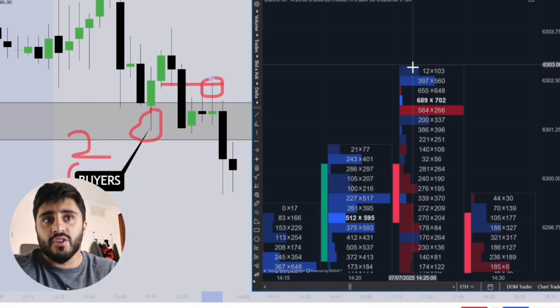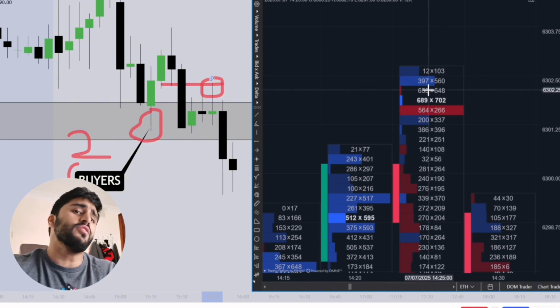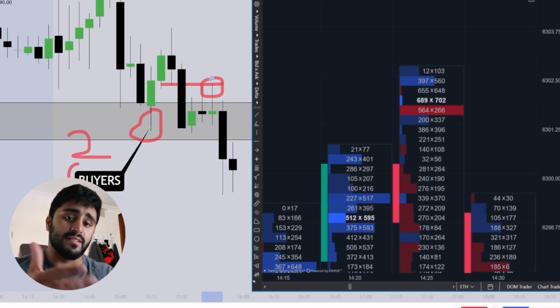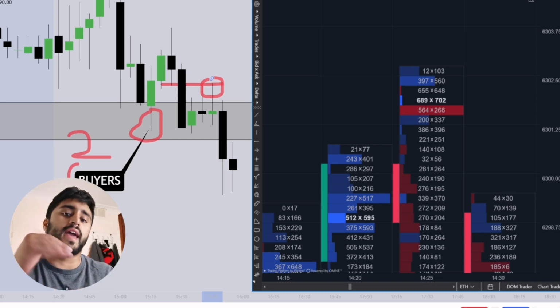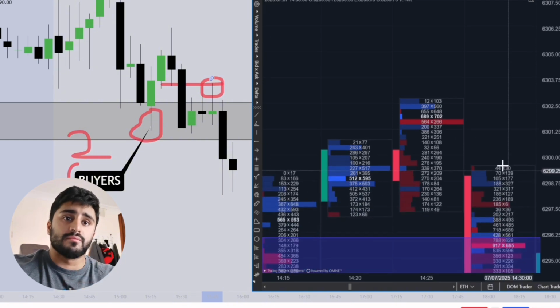Can you see where it says 12 for 103, 397 for 560, right? So if we just take the top row, we see 12 for 103. That's almost a 10x difference, or a 9x difference, right? There's 9 times as many aggressive buyers as there are aggressive sellers, right? Despite that, the market was not able to find an area of demand or an area of support. Those aggressive buyers failed, right?